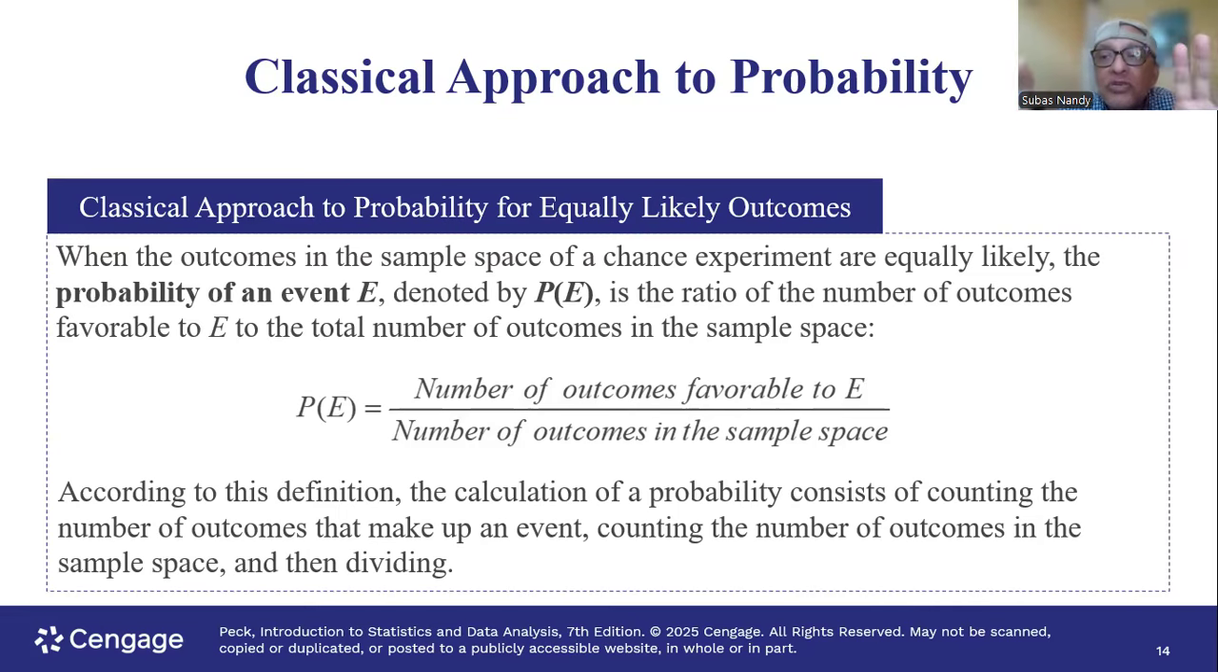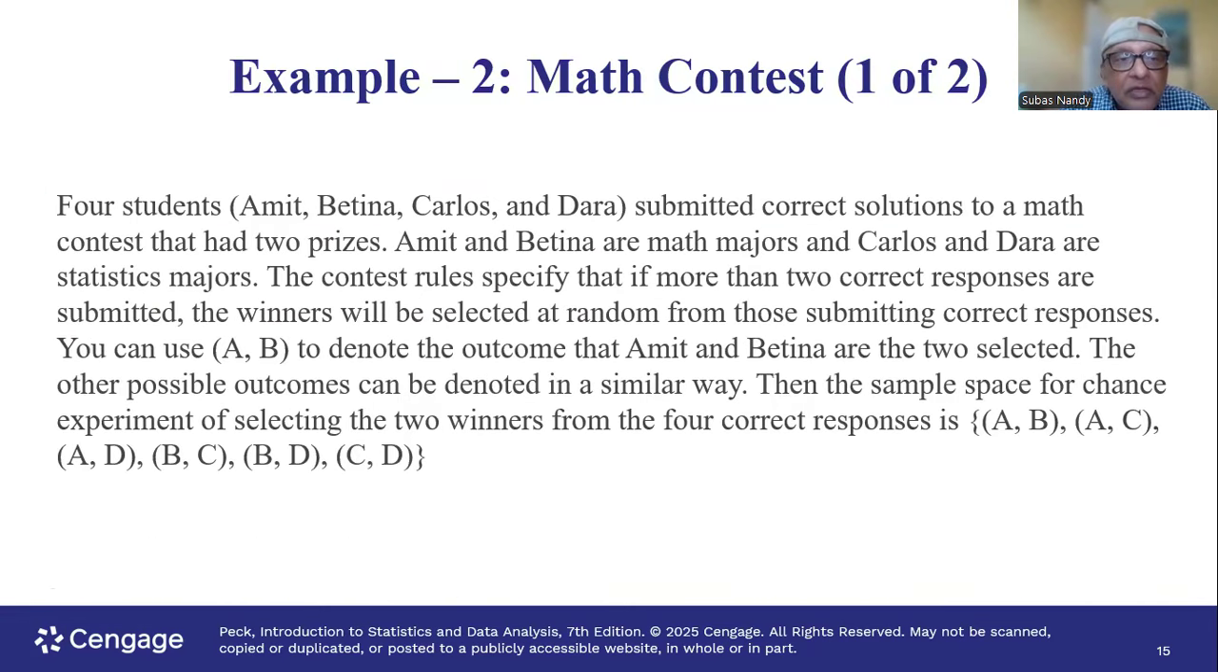So probability is usually expressed as a decimal, 0.5, or as a percentage. In the case of the probability of head in the long run, 0.5 or 50%. According to this definition, calculation of probability consists of counting the number of outcomes that make up an event, counting the number of outcomes in the sample space, and then dividing. Or in a simple way, one face containing a head, 1 goes in the numerator, divided by the total number of faces in a coin, 1 out of 2, or 0.5, 50%.